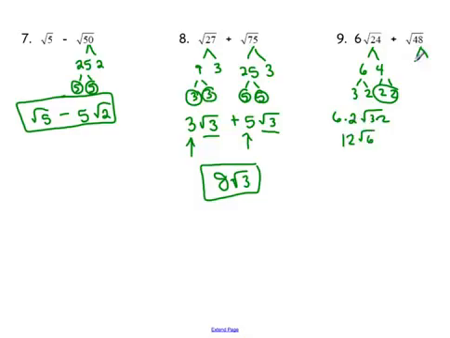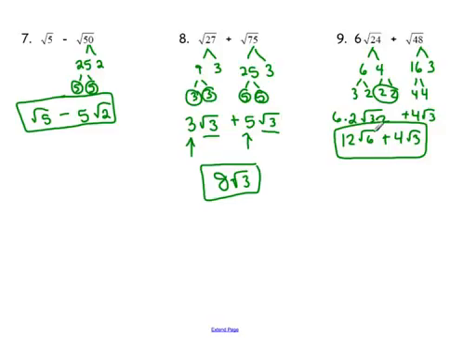48 I'll break down into 16 and 3. This simply breaks down into 4 times the square root of 3. So my answer turns out to be kind of unsatisfying here: 12 times the square root of 6 plus 4 times the square root of 3. Not every single time that you break these down will you be able to add your radical expressions together.